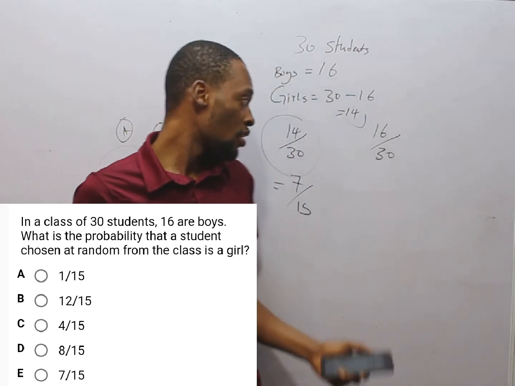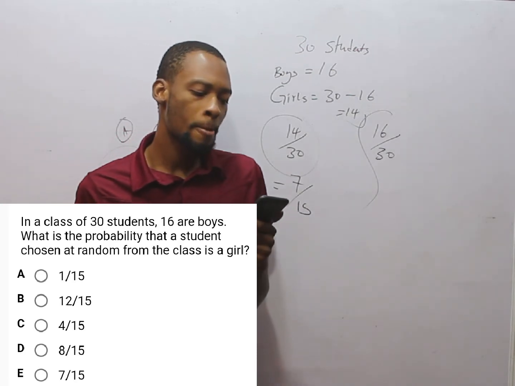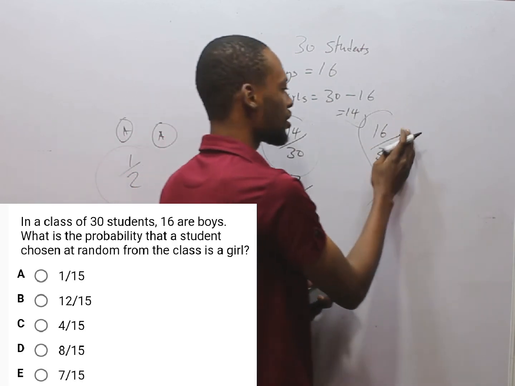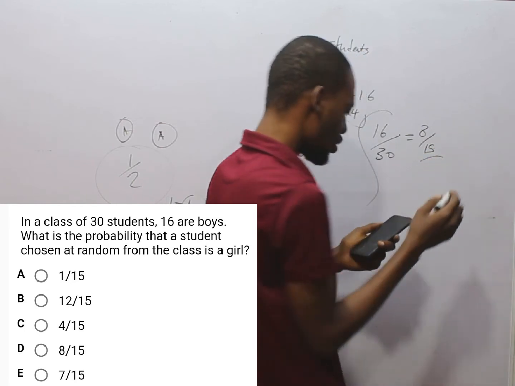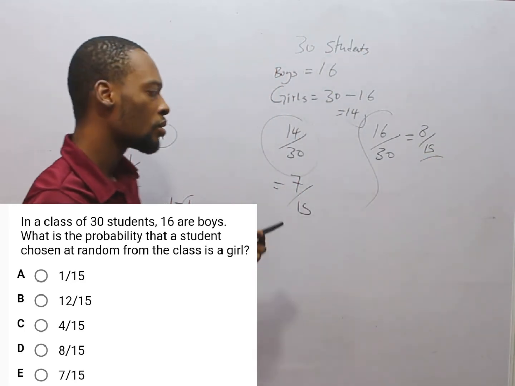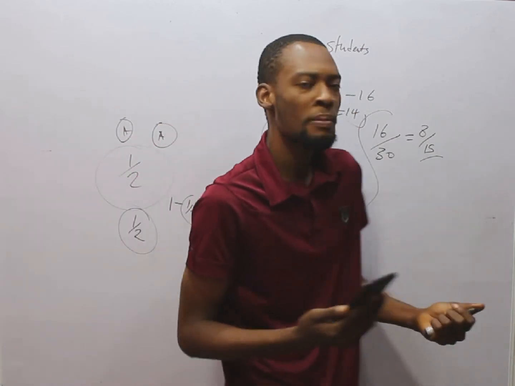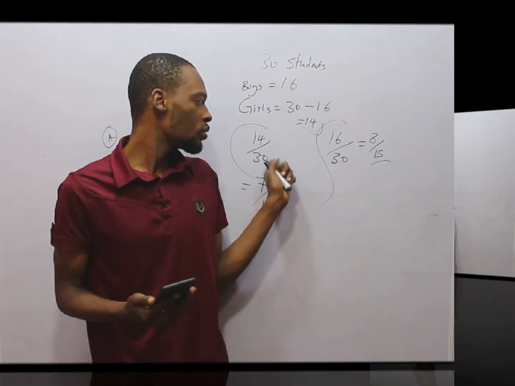E. Then if we are asked to solve for the probability that a student picked at random is a boy, it is simply this, and when you break this down, you simply have 8/15. So option D is not the correct option. Option D would have been correct if we were solving for the probability of boys. Since we are solving for girls, we go with this.